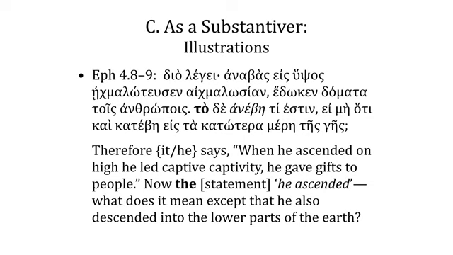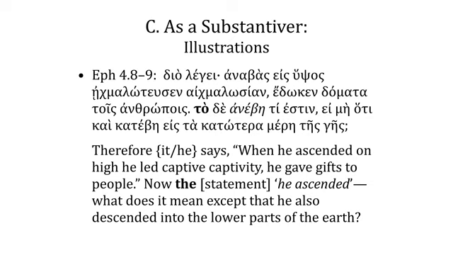And he goes on, he says, when he ascended on high, he led captivity. He gave gifts to people. Now he's quoting from the Psalms here. And then Paul gives an exposition. He says, now the statement, I'm adding the word statement because you have the word the, to, as modifying the anebe, and I've put that in italics above. The statement, he ascended, what does it mean except that he also descended into the lower parts of the earth?